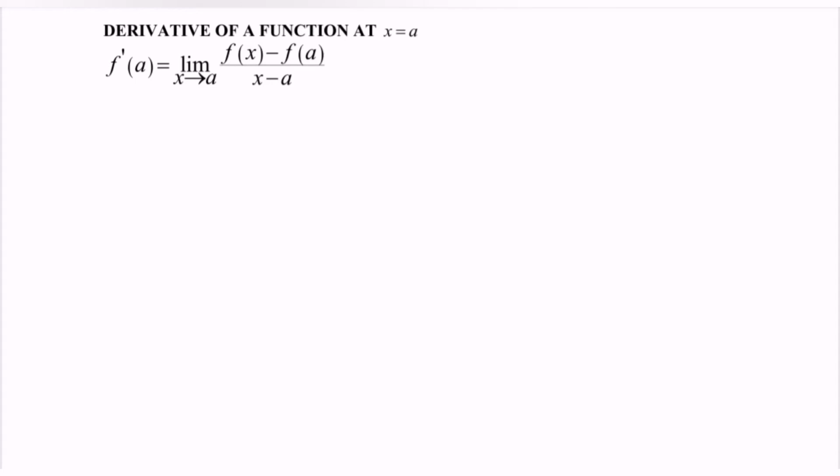Hello everyone, in this video I'm going to discuss the topic differentiation. Here we have the derivative of a function at a point x equals a. f prime a equals the limit when x approaches a of f(x) minus f(a) over x minus a. f is said to be differentiable, or has a derivative, if f prime a exists.